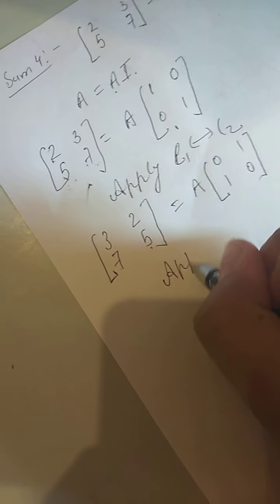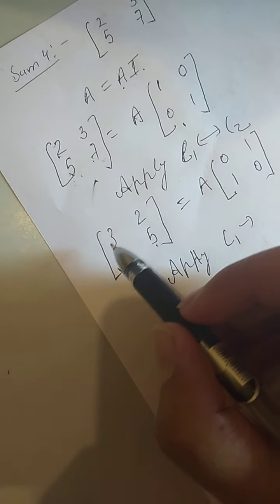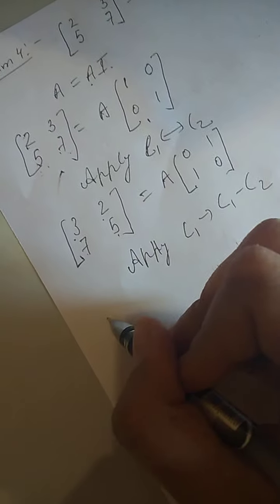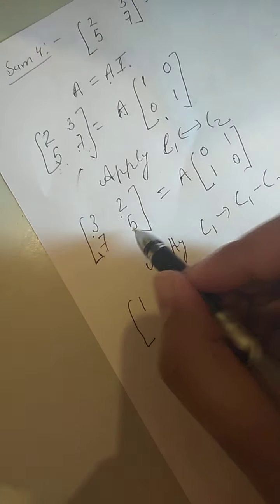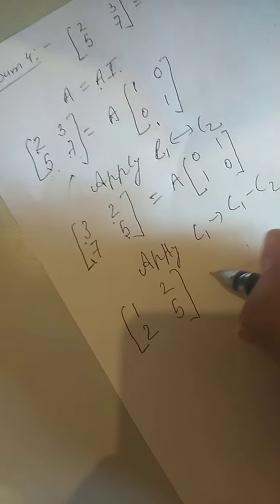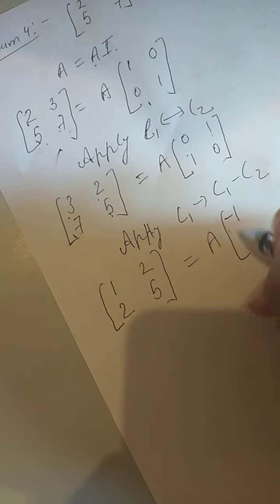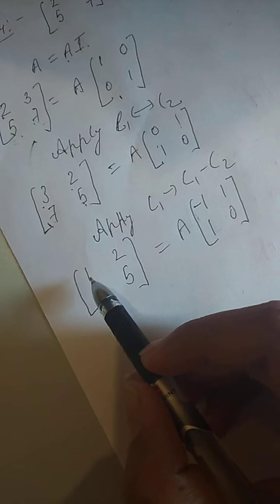So what will be the operation? We apply it in C1. We want to subtract the element of C2 from the element of C1, so it will be C1 minus C2, right? When we do this, 3 minus 2 gives 1, 7 minus 5 gives 2, and no change in the second column. Same operation we apply here, C1 minus C2. So 0 minus 1 gives minus 1, 1 minus 0 remains 1 only, and no change in the C2 column. So here we got 1.